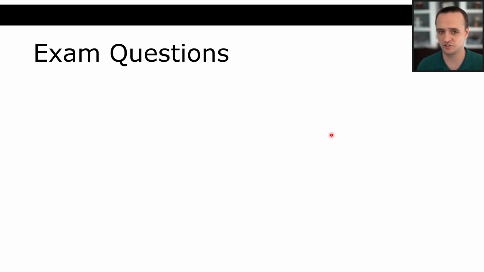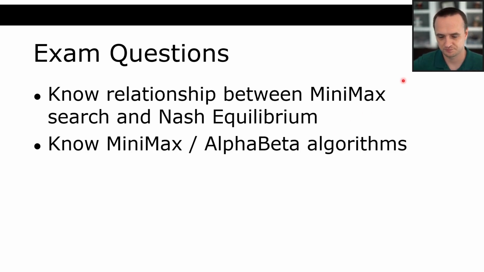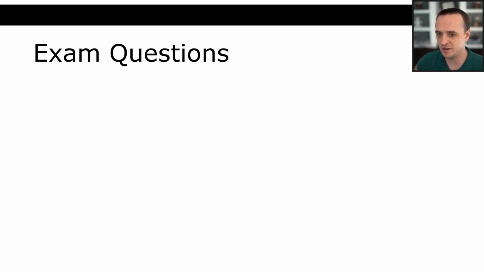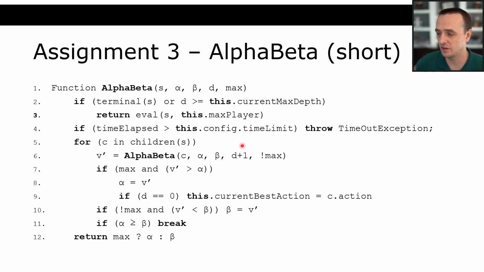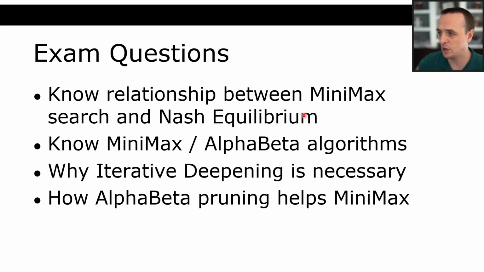So some exam questions. Know the relationship between MiniMax and Nash equilibrium. Know the MiniMax and AlphaBeta algorithms. You may be required to regurgitate them. You need to know, why is iterative deepening necessary to implement something like a time limit? Why did we need iterative deepening for that? How AlphaBeta pruning helps MiniMax. What exactly is it doing?